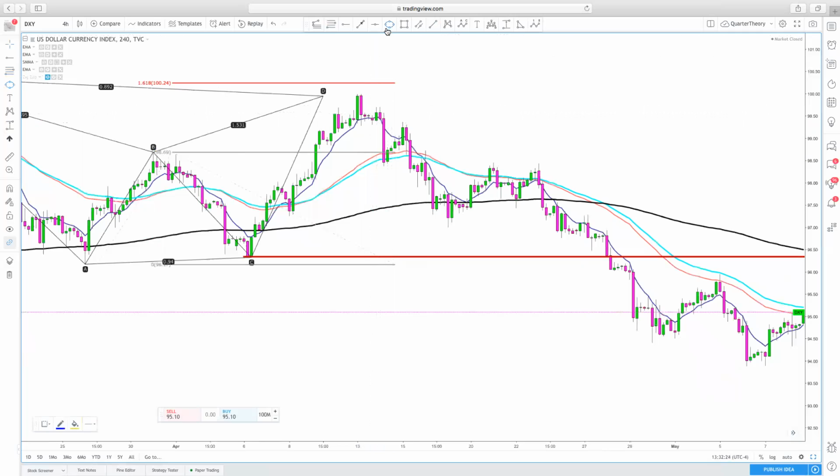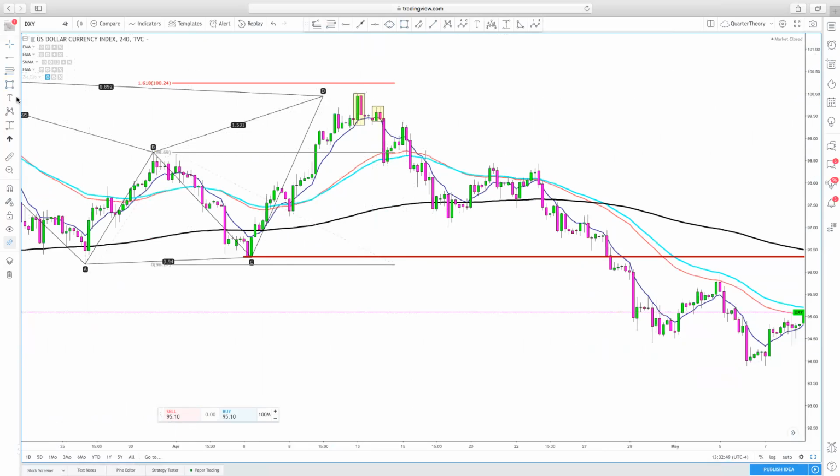Let me just see if I can highlight this. I want to do a box. Let's make the box yellow. Okay, so this is a reversal pattern. This is a reversal pattern right here. I'm going to show you something interesting in reference to that.